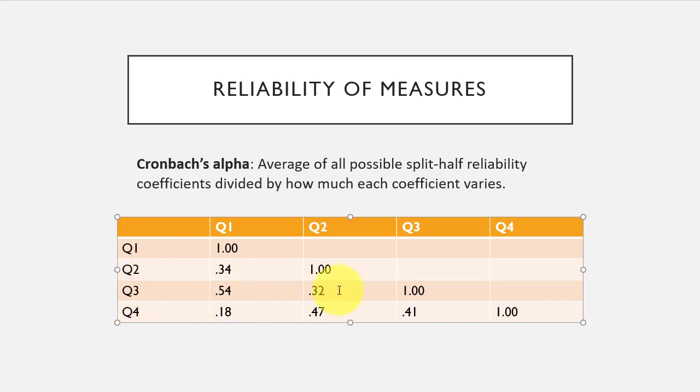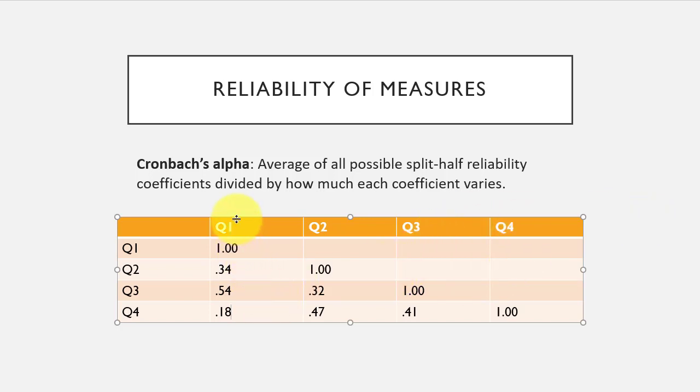So the correlation between question 3 and question 2 is 0.32. Question 3 and question 4 is 0.47. Then the last correlation is between question 3 and question 4, which is 0.41. So you can imagine if you had many questions, like 100 questions, you'd have a 100 by 100 matrix. This is called a matrix, by the way. Isn't that fancy? You'd have 10,000 boxes, and that's a lot of boxes.